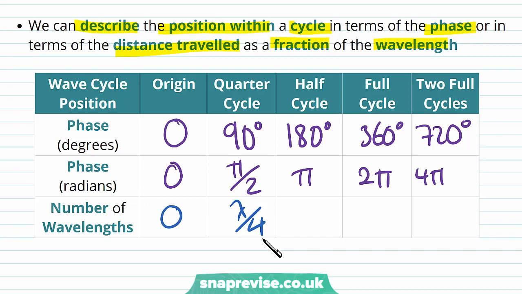So in half a cycle, the distance covered by the wave is going to be half a wavelength. Then we've said the distance covered in one full cycle is equal to the wavelength of the wave, and obviously 2 full cycles will cover twice the distance that 1 full cycle covers, which is twice the wavelength.